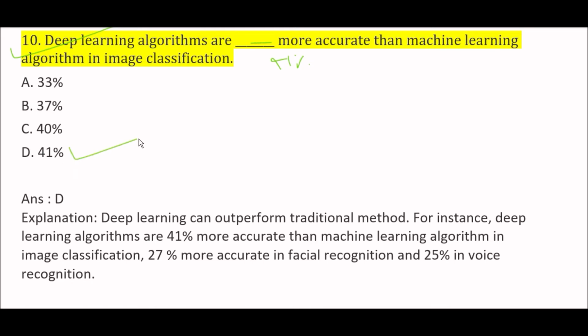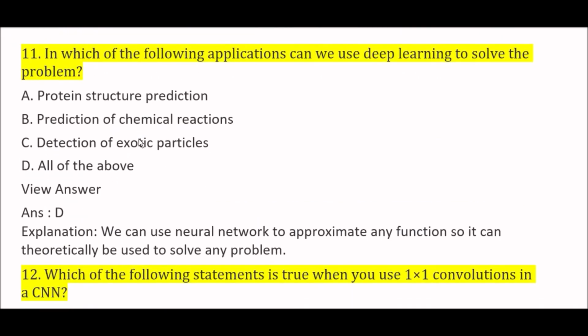Okay, next question. In which of the following applications can be used deep learning to solve the problem? Option A, protein structure prediction. Option B, prediction of chemical reactions. Option C, detection of exotic particles. Option D, all of the above.